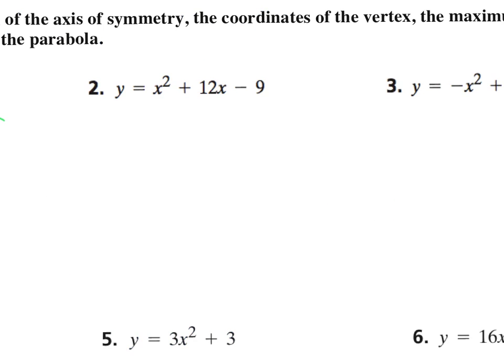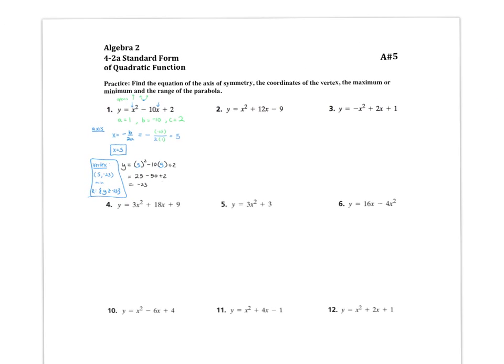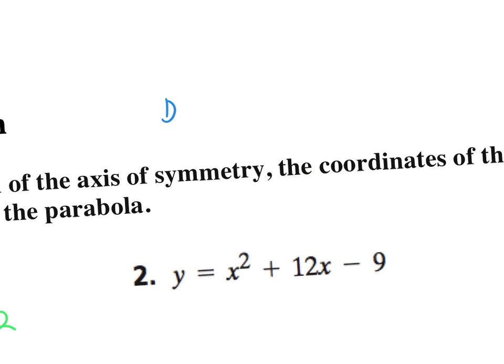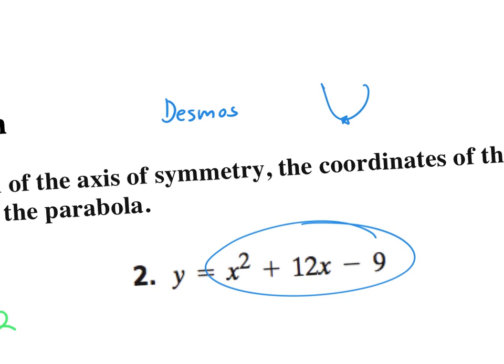Now, go ahead and turn the page and start working on these problems. And I highly, highly, highly suggest that you go to Desmos and check all your answers. Once you enter this into the calculator, you can just tap the vertex so you can check your answer. And of course, the axis of symmetry is going to be the vertical line that goes through the vertex there. So, yeah, check everything with Desmos.